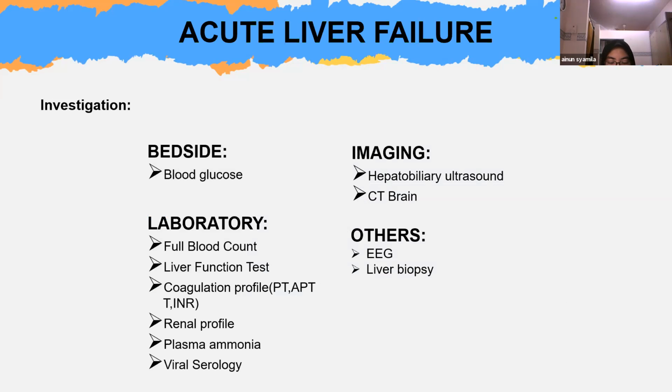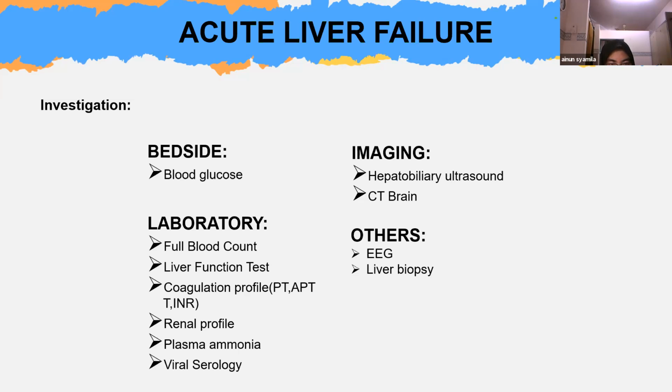And also any evidence of hypoalbuminemia, as when there is liver failure, it cannot produce the albumin, which causes the hypoalbuminemia. So next, for the coagulation profile, it can present with prolonged PT, APTT, and also INR. The renal profile, look for any electrolyte disturbance.